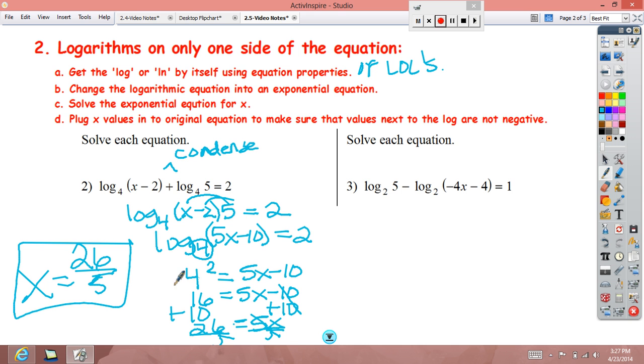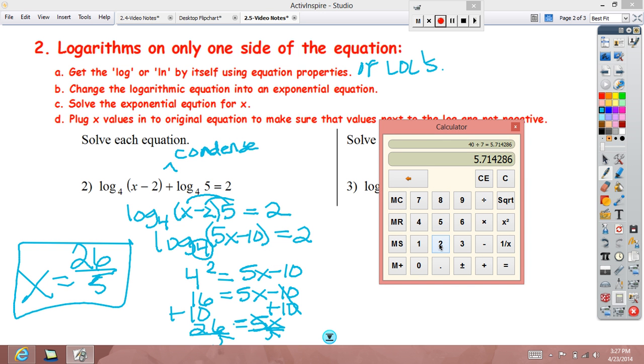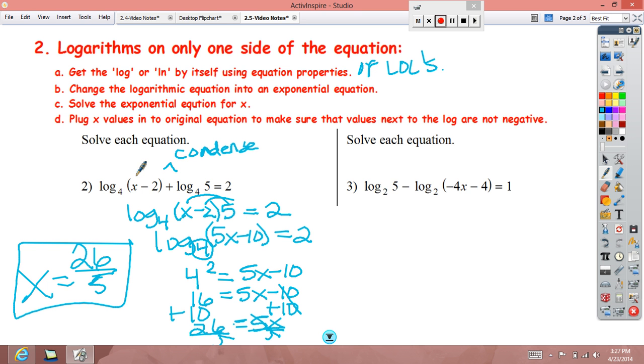Okay? And so again, I need to make sure that when I plug this back in, they're going to be positive. Well, there's only one x here. 26 over 5 is about 5 something again, right? 5.2. And so if I plug this in, 5.2 minus 2, this is going to turn out to be positive, and so this one works when I plug it back in. So that's an answer. Okay?